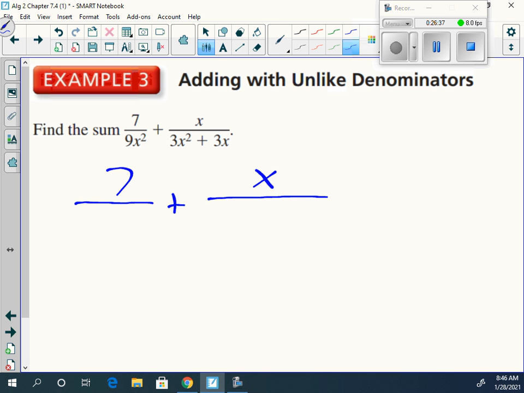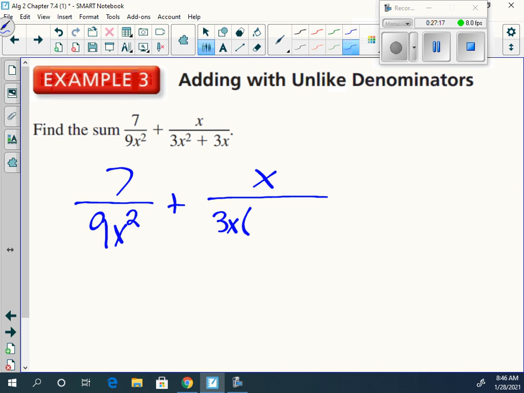Can we factor 9x squared? One term. 9x squared is as simplified as it can get. Well, I mean, we could write it as 3 times 3 times x times x. Yeah, I mean, we could factor it down to a prime factorization, but I think we're good. Now, the other one, 3x squared plus 3x, yeah, we can factor 3x out of both terms, yes?